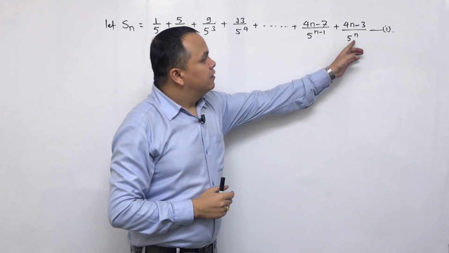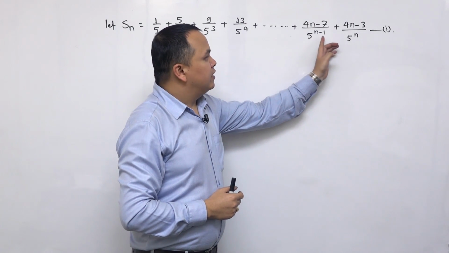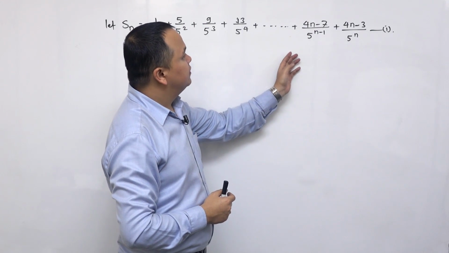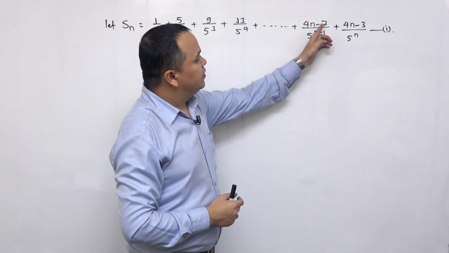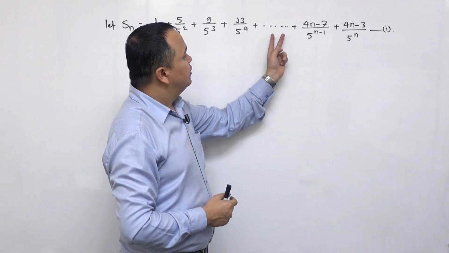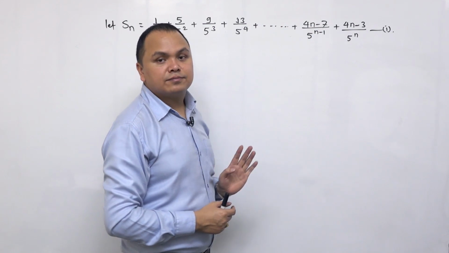Similarly, n is replaced by n minus 1, 5 to the power n minus 1. The next one to write is 4n minus 7 minus 4, 4n minus 11 upon 5 to the power n minus 2.